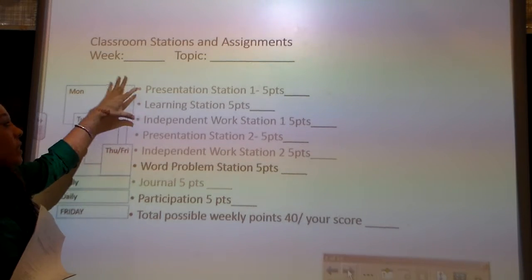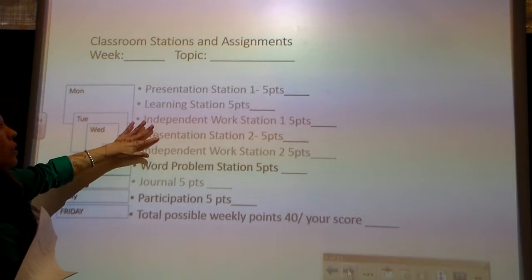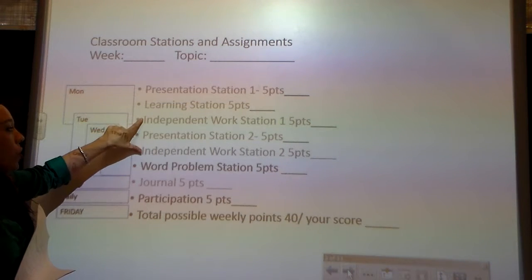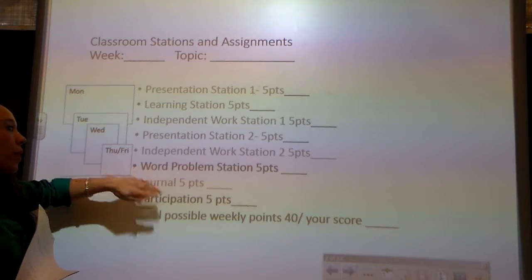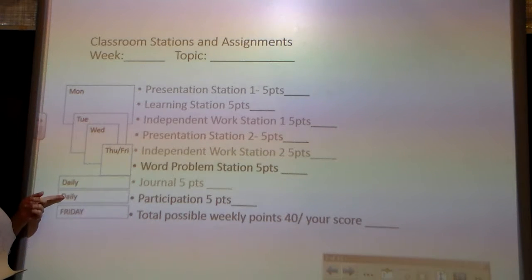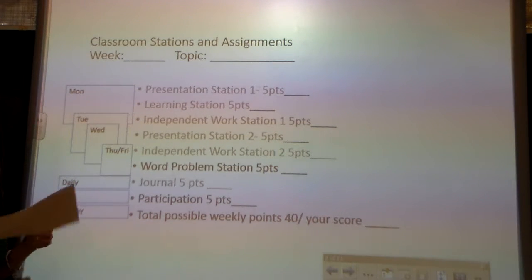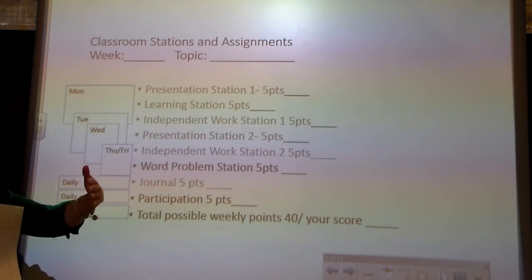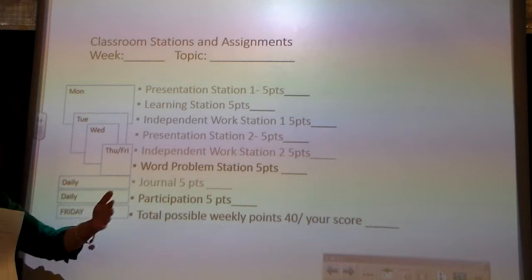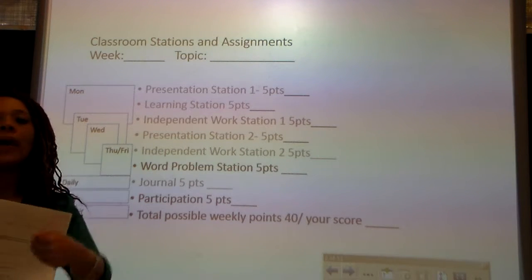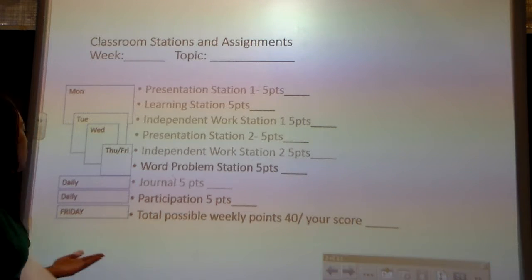So we have 2 presentation stations here and here, 1 learning station, which is up at the board, 2 independent workstations, and a word problem station. Now, if you notice down here, daily, and Friday, I put a little chart there, a graphic representation for you to realize what day should you be on what type of stations. That can help you know, am I on track this week or not?